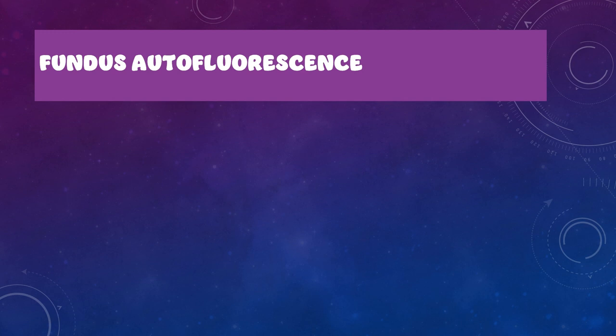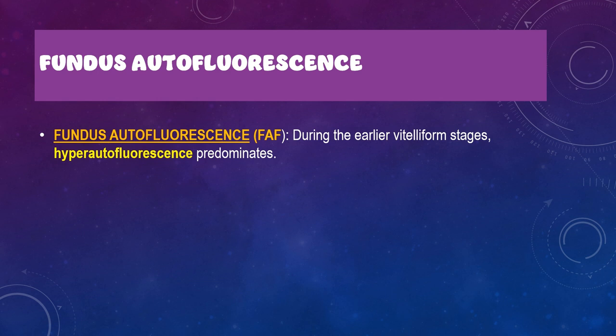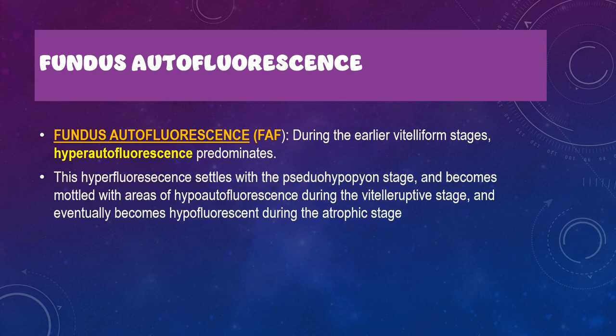Coming to the fundus autofluorescence. Now, I told you that in the vitelliform macular dystrophy, the material which is getting accumulated in the subretinal space or at the level of the RPE is basically the lipofuscin. Lipofuscin has this property that it basically autofluoresces. And therefore, in fundus autofluorescence, we are going to see hyperautofluorescence because of that lipofuscin. So initially in the stages of vitelliform dystrophy, you're going to see a nice diffuse hyperautofluorescence. In the pseudohypopyon stage, you will see hyperautofluorescence at the bottom of the lesion.